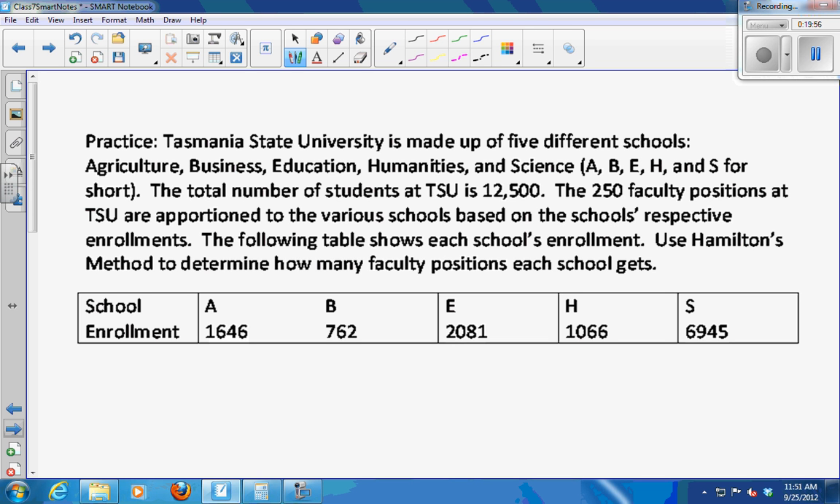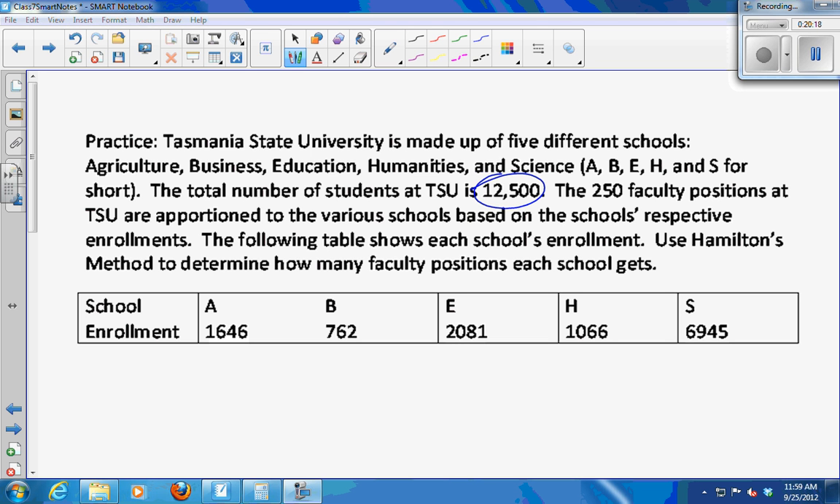So is S the total? Nope. 12,500 is the total. It's not in the table. You might want to add it. 12,500. Okay, so a few groups are starting to finish, so I'm going to put the answers up, and if you're not done, you can finish and just have them to check.